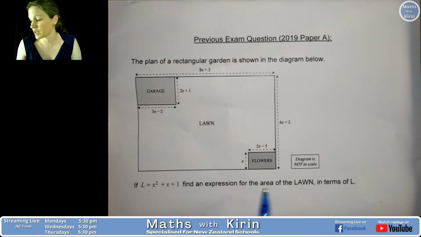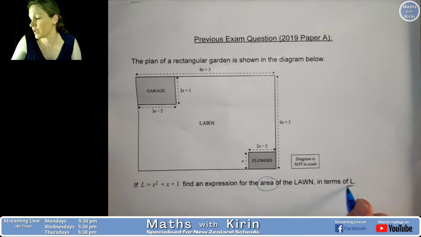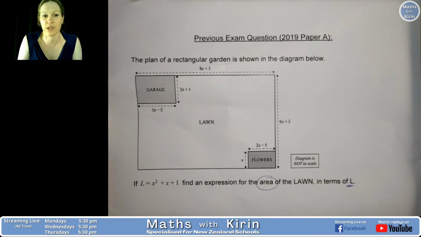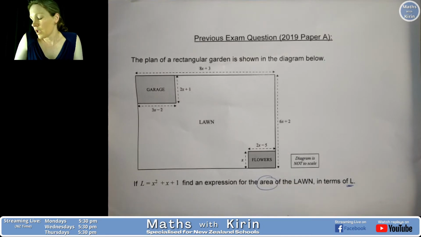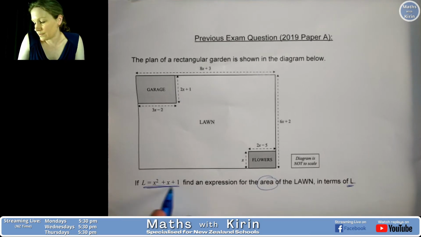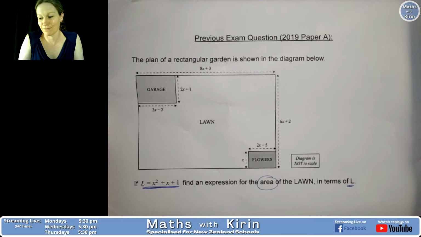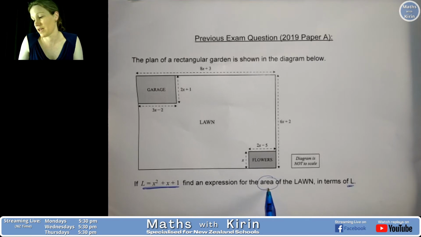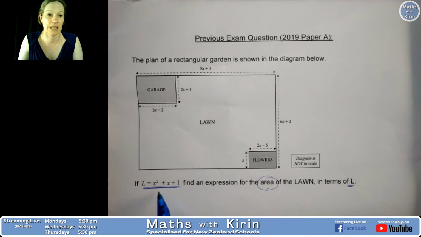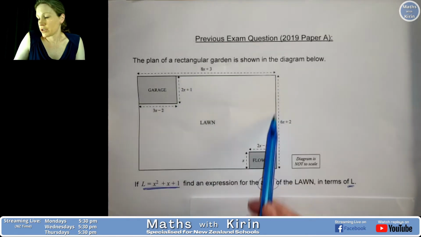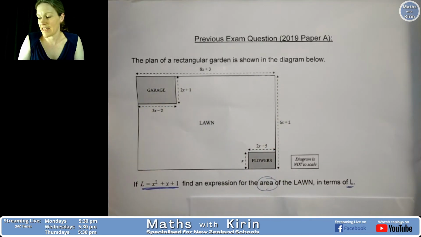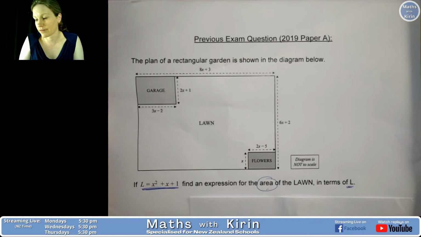And we're asked to find an expression for the area of the lawn in terms of L. Okay, find an expression for the area of the lawn in terms of L. So here's L. That might look a little bit confusing. We're going to deal with that towards the end of the question. The first thing we need to do is find an expression for the area of the lawn. Once we have an expression for the area of the lawn, we'll see if we can write that using this L bit that we've got here. So we just want this sort of bit, that's the white part, it's labeled lawn.